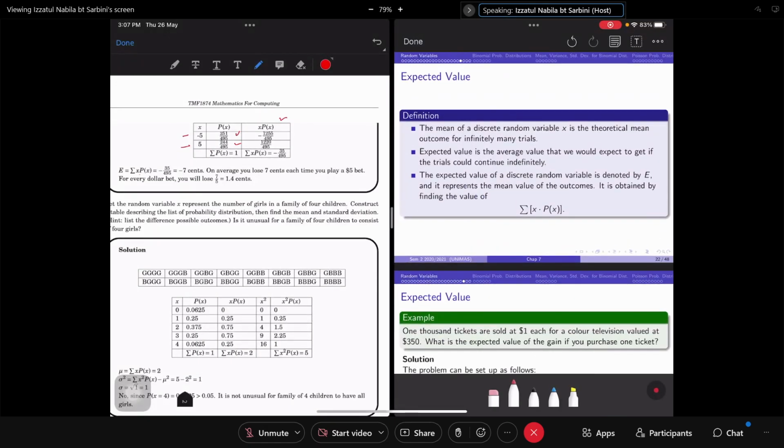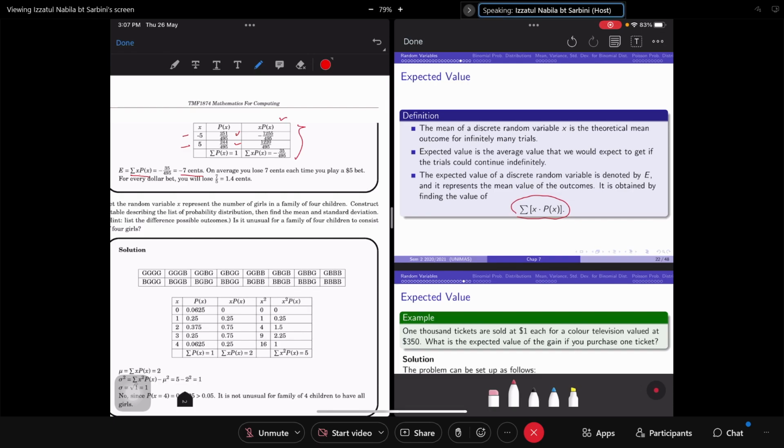The formula for expected value is the summation of x times px. So that's why you extend the table here to x times px. Your expected value, this question asks you to calculate the expected value, will be the summation of x times px, which is negative 7 cents. So on average, you will lose 7 cents each time you play a $5 bet.